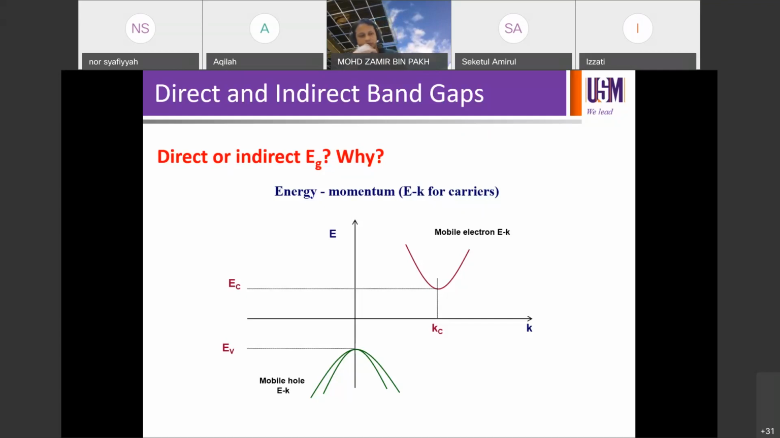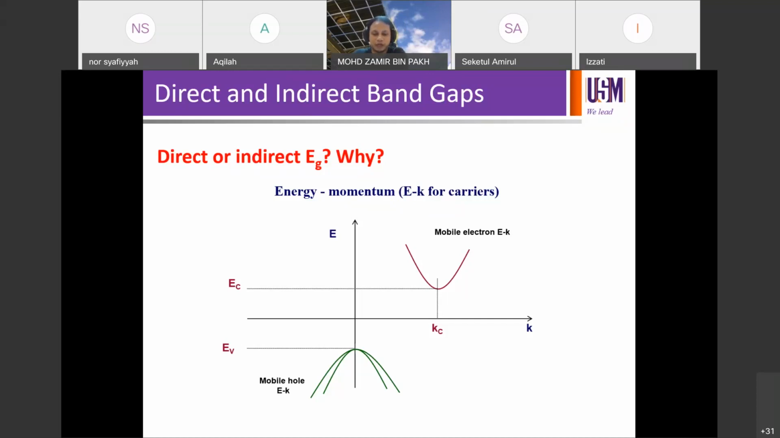The conduction band and valence band. Valence. Okay. So the alignment here is about the alignment of conduction band and valence band. So that will determine whether you have direct or indirect band gap.